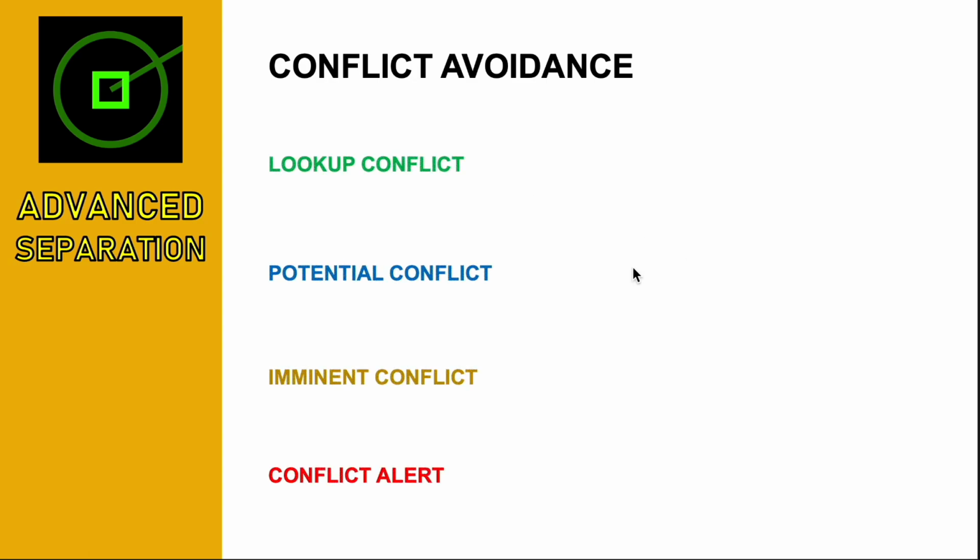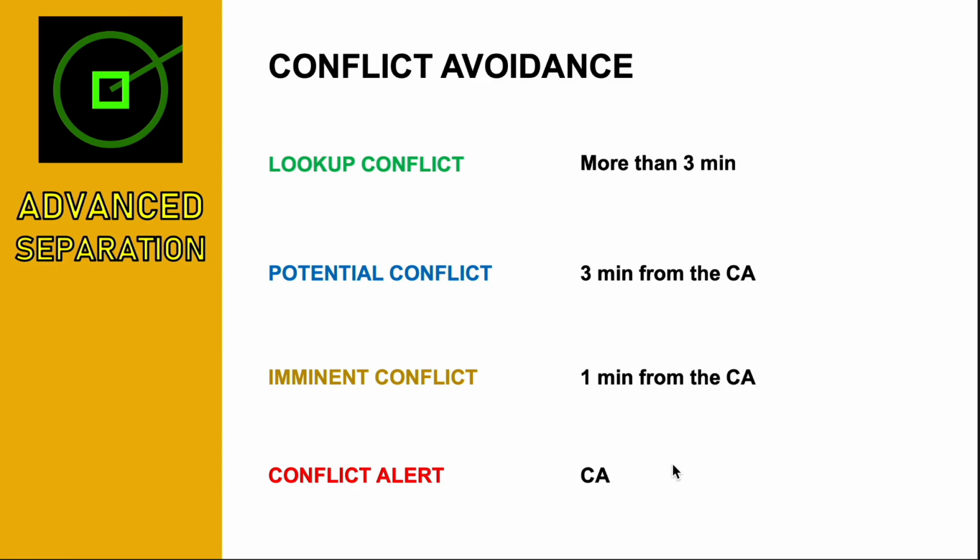You have, let's say, 4 categories of conflicts. You have the look-up conflict, the potential conflict, the imminent conflict, and the actual conflict. The look-up conflict is when there is more than 3 minutes until the actual conflict will happen. The potential conflict, you have that if there is a maximum of 3 minutes to the conflict alert, where there is going to be the actual conflict. So if you see the speed lines that the planes are 3 minutes from the conflict, then it's already a potential conflict. Then you have the imminent conflict, that in 1 minute you will have the conflict already, and you have the conflict alert.